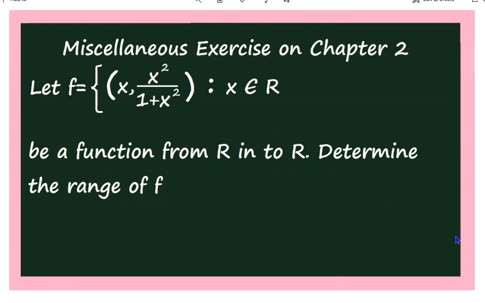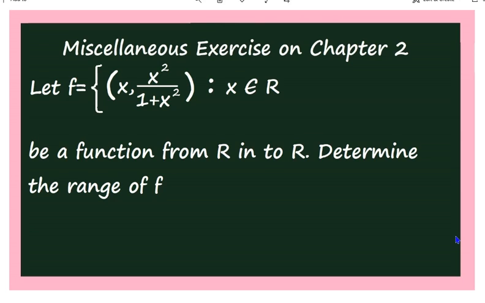Next one, let f equal x comma x square divided by 1 plus x square, where x is a real number, be a function from R to R. Determine the range of f. Here you have to observe carefully. Range means you have to understand what are the values taken by y, where y is equal to x square divided by 1 plus x square.